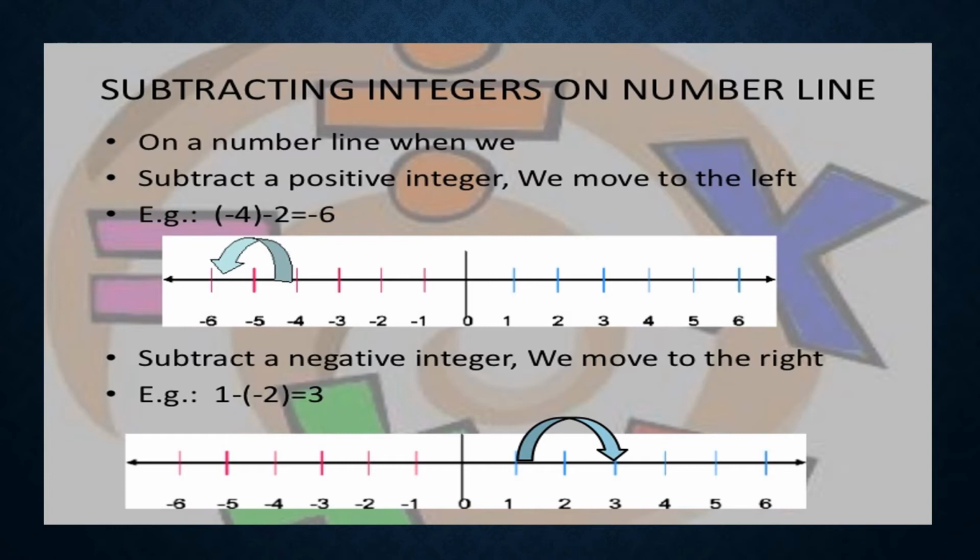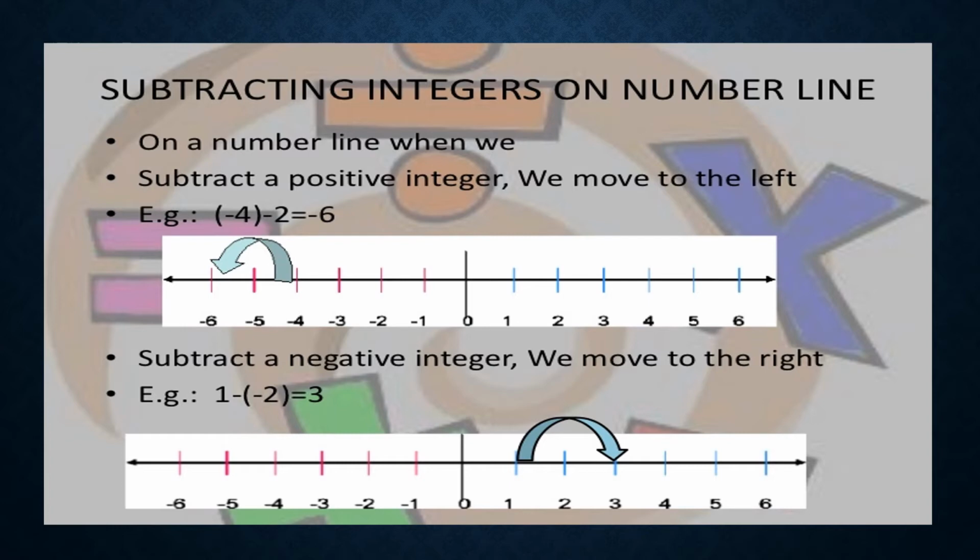I repeat, here we are subtracting a positive integer 2 from a negative integer minus 4. And we have followed the rule: when we subtract a positive integer, we move towards left on the number line. I hope you have understood the same. Now, let's move to the next subtraction.